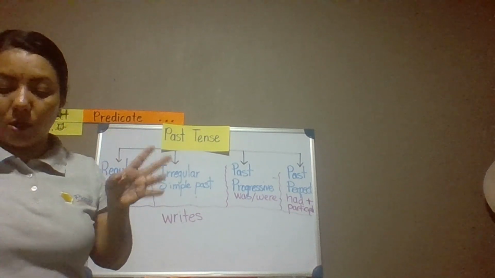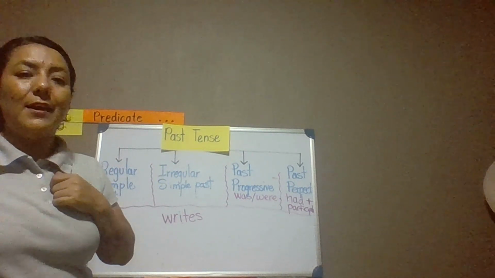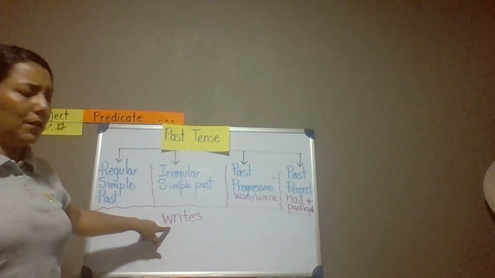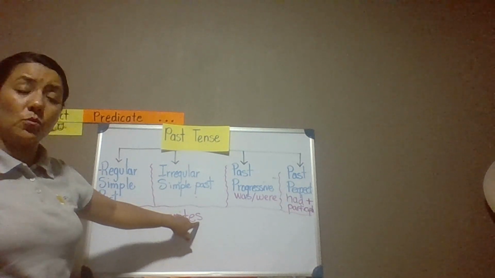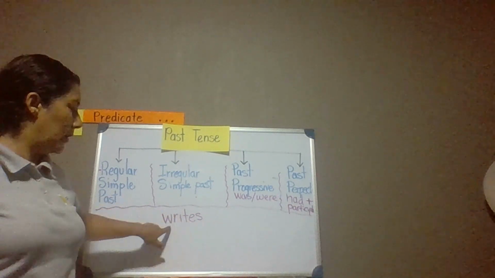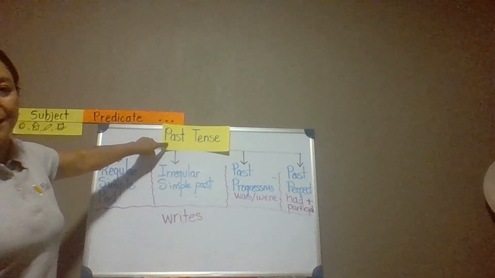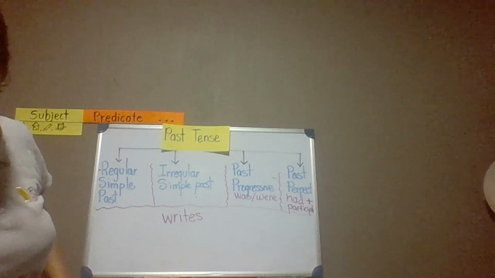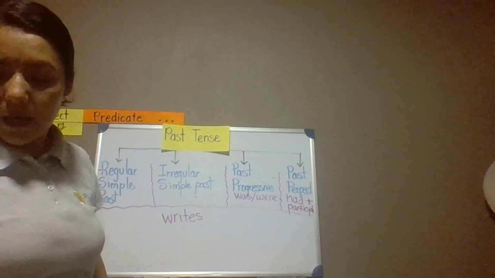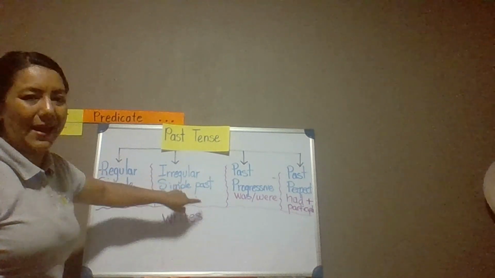Tony writes an award-winning book by the age of 25. It says write. The verb is writes. Do you remember what tense it is when we add an S at the end of the verb? Present. Tony writes. If that's present, but we are practicing past. Now look at the parentheses. What tense are we gonna use? Irregular simple past.